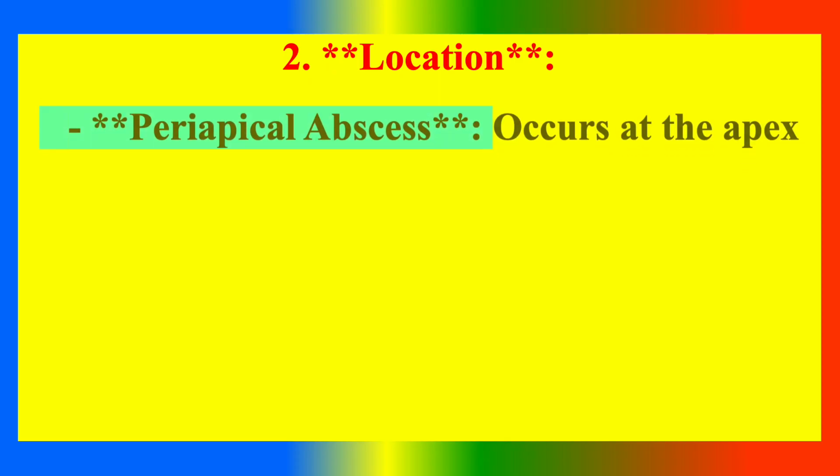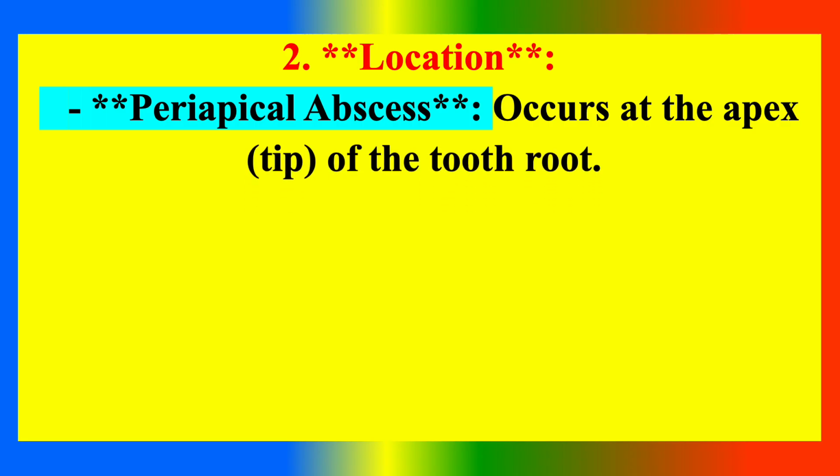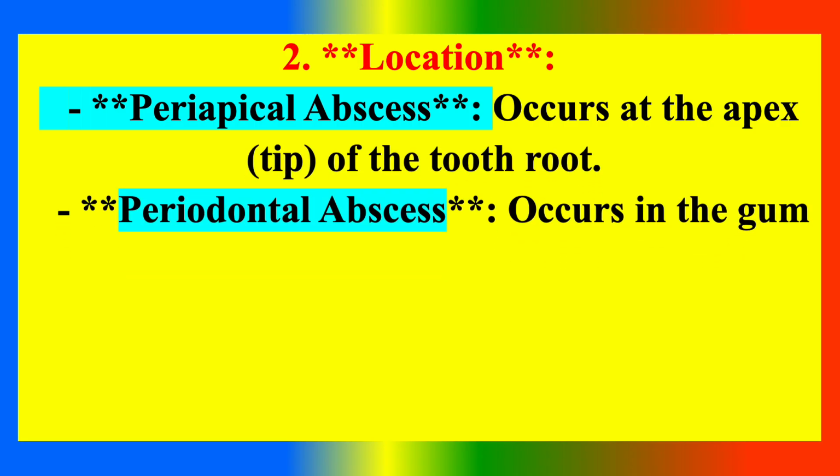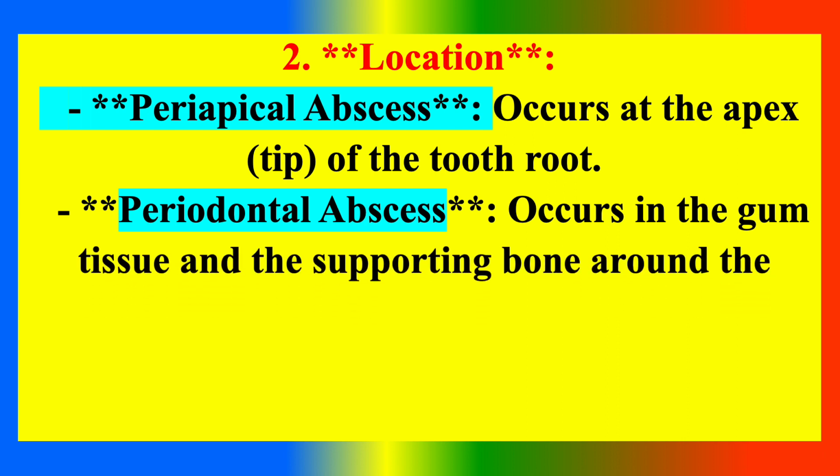Two, location. Periapical abscess occurs at the apex of the tooth root. Periodontal abscess occurs in the gum tissue and the supporting bone around the tooth.